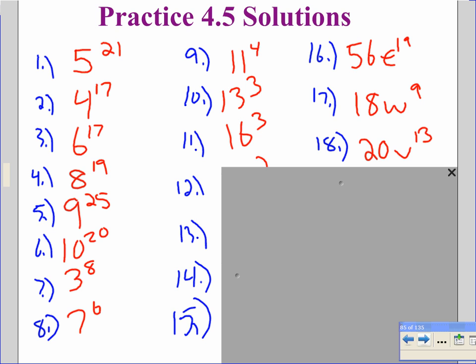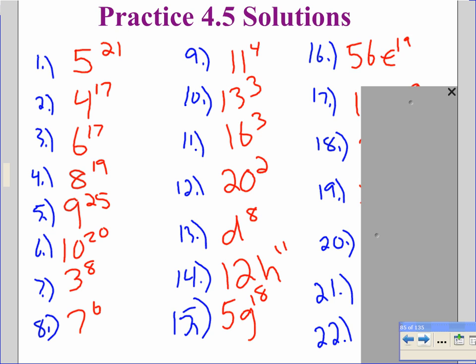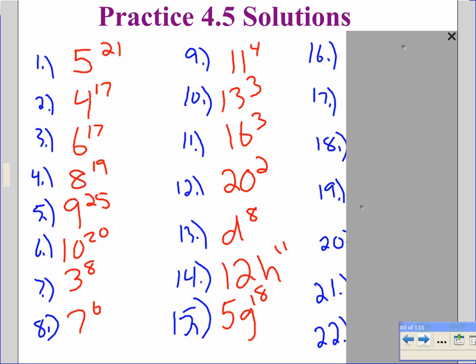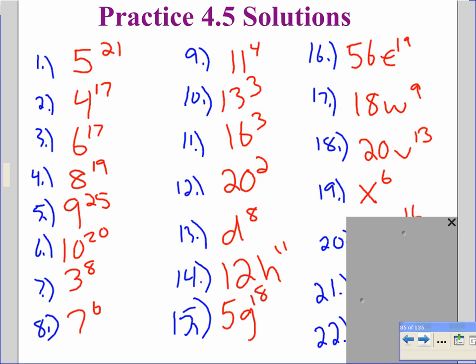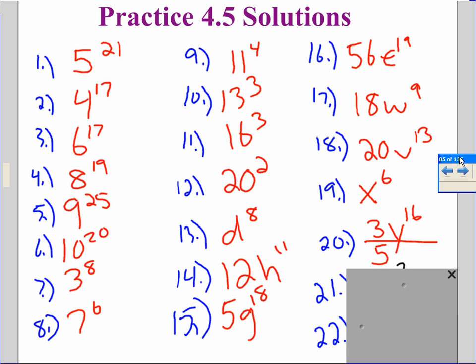Briar, number 14. Good. 12H to the 11th. Matt, number 15. Good. Jeremy, number 16. Great job. Donatus, number 17. Good. Alyssa, number 18. Good job. Number 19, Emma H. Good. Number 20, Charles. Good. Number 21, Mary. Good job. Number 22, Adam.